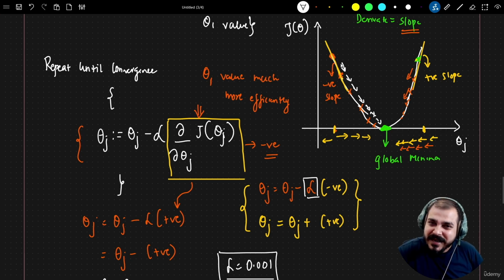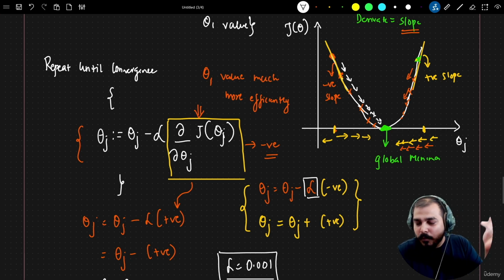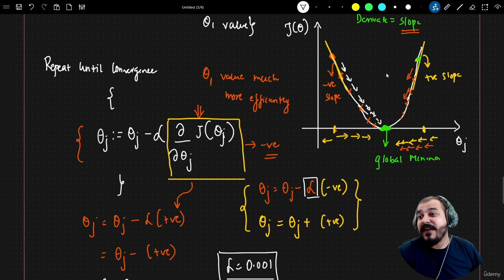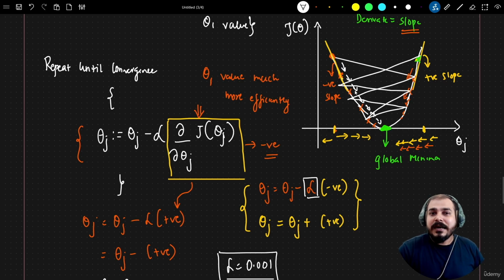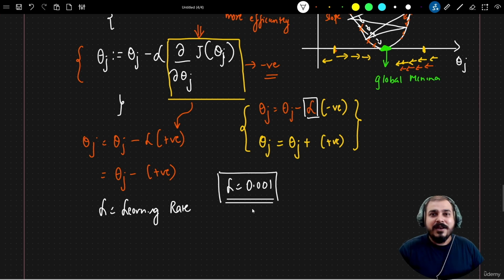If it is a very, very small value, then it will probably take more time to converge. If it is a very big value, then it may continuously jump here and there and it may never converge. So you always have to make sure that you select a small value, but it should not be very, very small. It should be like 0.001, which is a very good practice to select.